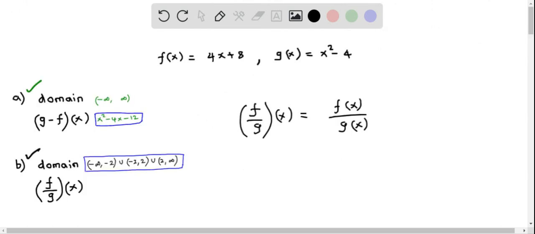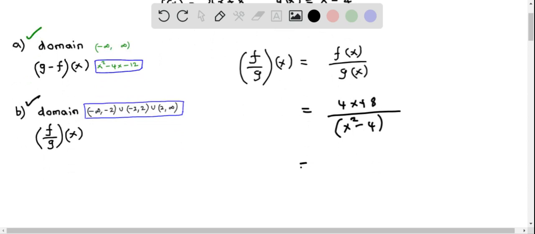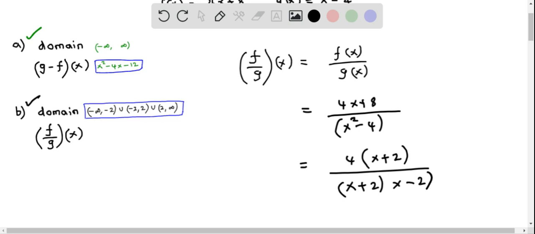We now simplify this function. So f by g of x equals f of x over g of x. So I'm going to replace f of x, which is 4x plus 8, over g of x, which is x squared minus 4. Now I can simplify the terms. I'm going to factor 4 from the numerator. If I factor, I will get 4 times x plus 2. And using the difference of squares, the denominator can be written as x plus 2 times x minus 2.